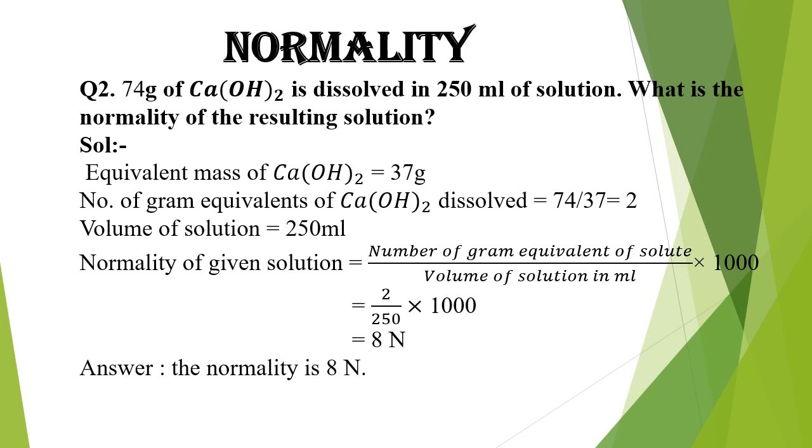So 2 gram equivalents of calcium hydroxide are dissolved in 250 ml of solution. So the normality of the given solution is equal to 2 divided by 250 into 1000, and after calculations we find the normality is equal to 8N. So 74 gram of calcium hydroxide dissolved in 250 ml of solution has a normality of 8N.